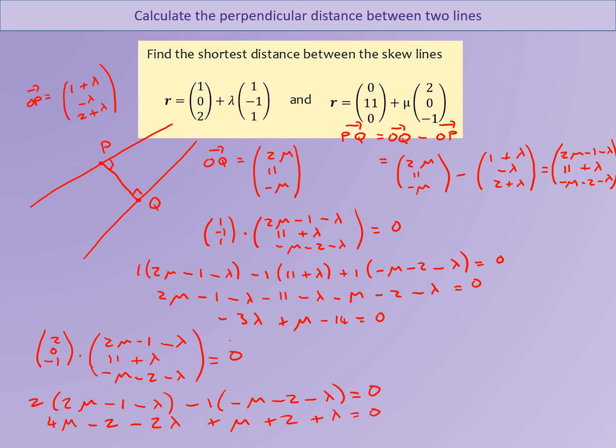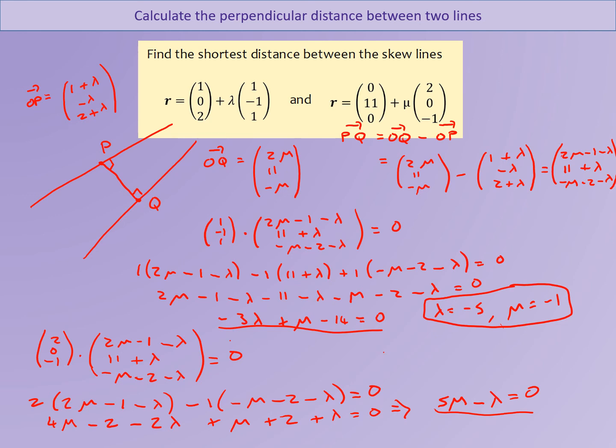So this simplifies to give us 5 mu minus lambda equals 0. Solving these two simultaneous equations leads us to lambda equals negative 5, mu equals minus 1.